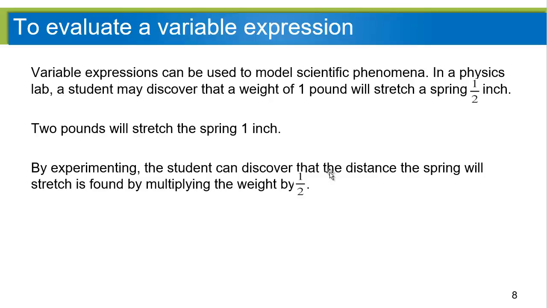Okay, why do we deal with all this junk? Well, because most things in the real world can be modeled with variable expressions. For instance, in a physics lab, you might discover that a weight that weighs exactly 1 pound will stretch a spring by 1/2 inch. 2 pounds will stretch the spring by 1 inch. And so by experimenting, you can discover that the distance the spring is stretched is always found by multiplying the weight by 1/2. So if we put a 10-pound weight on that spring, how far is it going to stretch? You go, okay, well, 10 times 1/2 is 5. It's going to stretch by 5 inches, right?